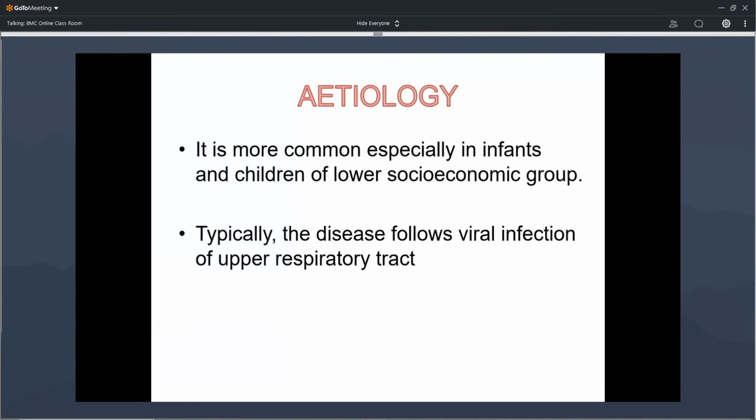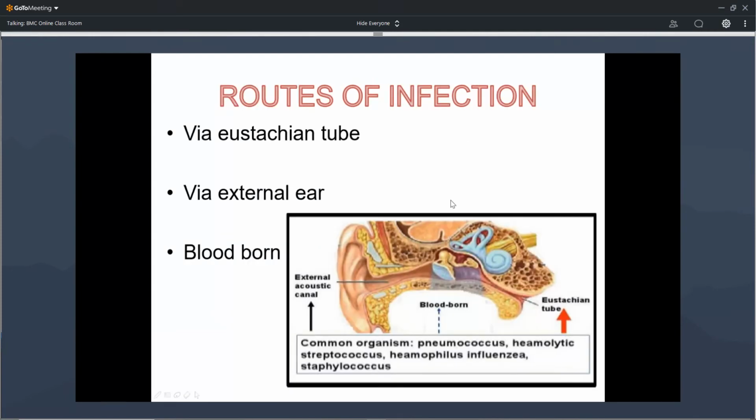Coming to the etiology, it is commonly seen in children and infants. Why? Because the eustachian tube is shorter, wider and has less angulation at the isthmus in children compared to adults. In the last class I told you about eustachian tube anatomy. One of the commonest routes for spread of infection to the middle ear is the eustachian tube, so you will see repeated middle ear infections in children and infants.